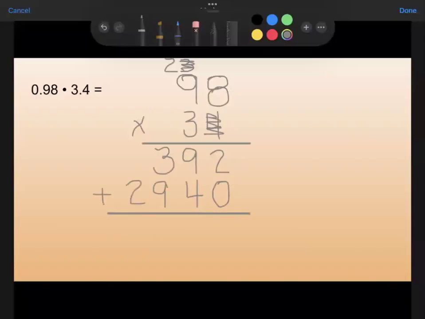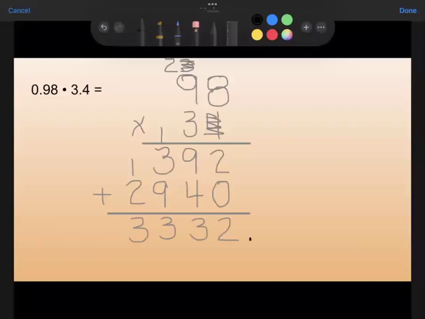Now I'm going to go ahead and add those up. 2 plus 0 is 2. 9 plus 4 is 13. 9 plus 3 is 12. Plus another one would be 13 again. And then 1 plus 2 is 3. Lots of 3's in that answer. 3,332. Now I have to deal with the decimals.